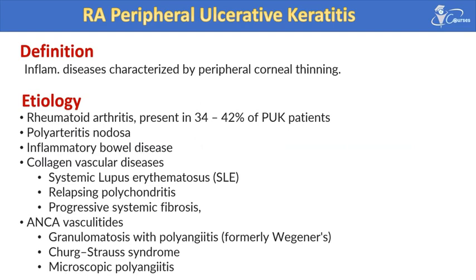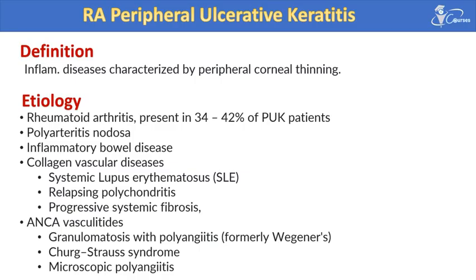So here we come to the next topic, which is rheumatoid arthritis and peripheral ulcerative keratitis, caused by a wide variety of autoimmune diseases. One of them, and the most important, is rheumatoid arthritis. So what are the peripheral ulcerative keratitis diseases? They are inflammatory diseases characterized by peripheral corneal thinning.